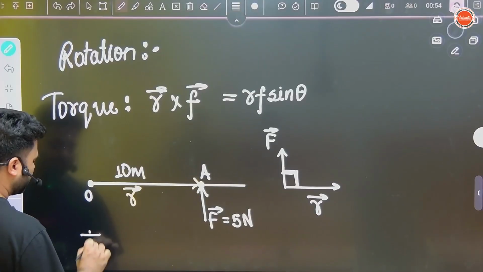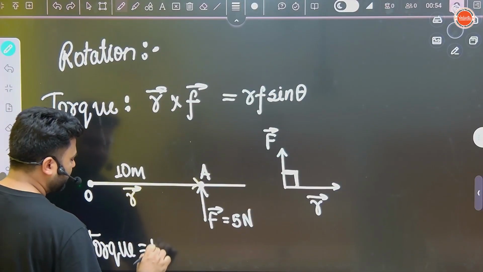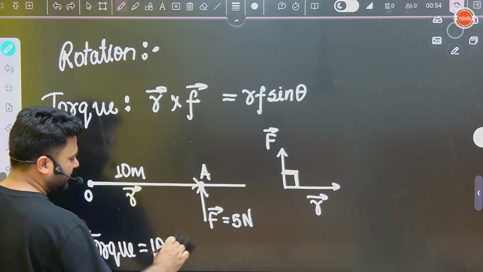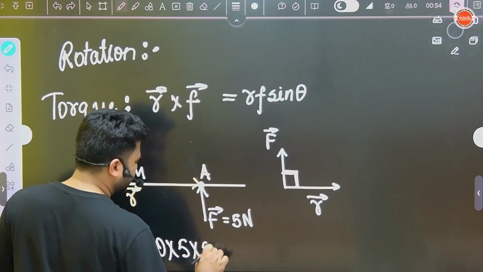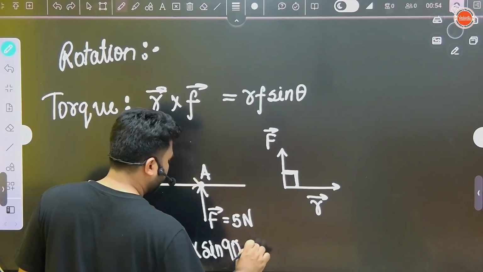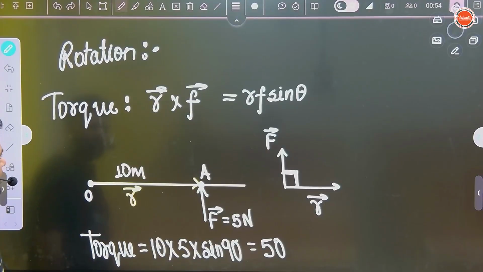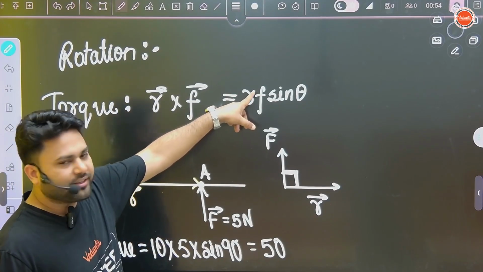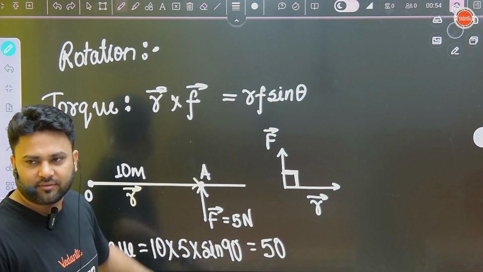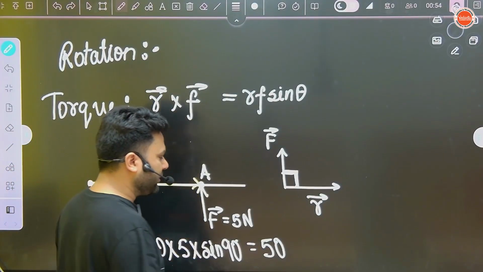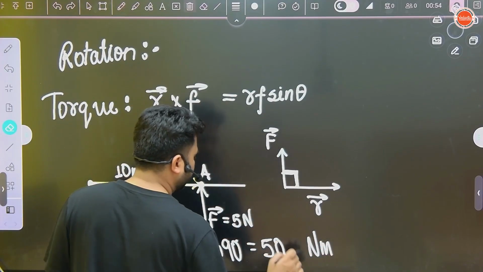In this example, what will be our torque? Torque will be distance, that is 10, multiplied by force, that is 5, multiplied by sine theta. Angle is 90, so sine 90. Sine 90 value is 1. So how much you are getting? 10 times 5 is 50. So what will be the SI unit of torque? R is distance, its unit will be meter. Force unit will be Newton. And sine theta is the ratio, no unit. So Newton meter. 50 Newton meter will be the answer.